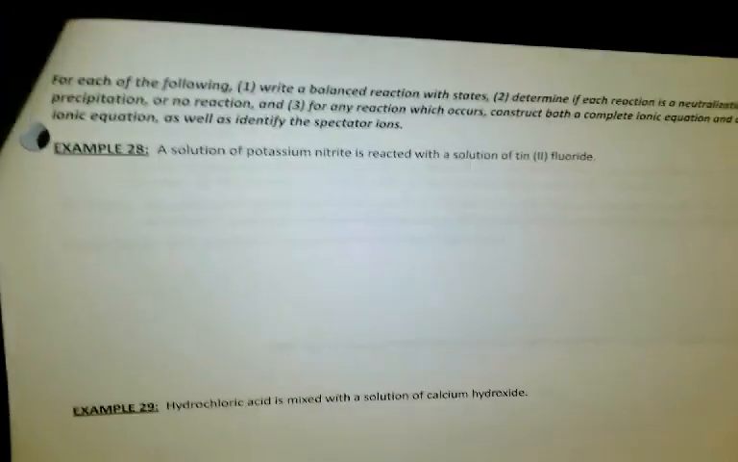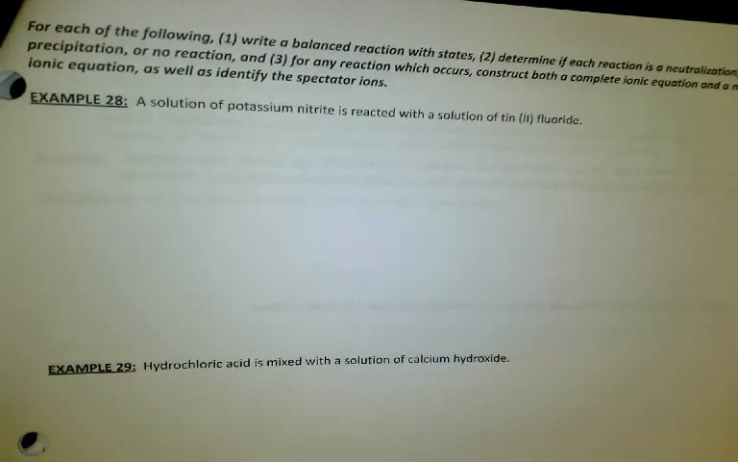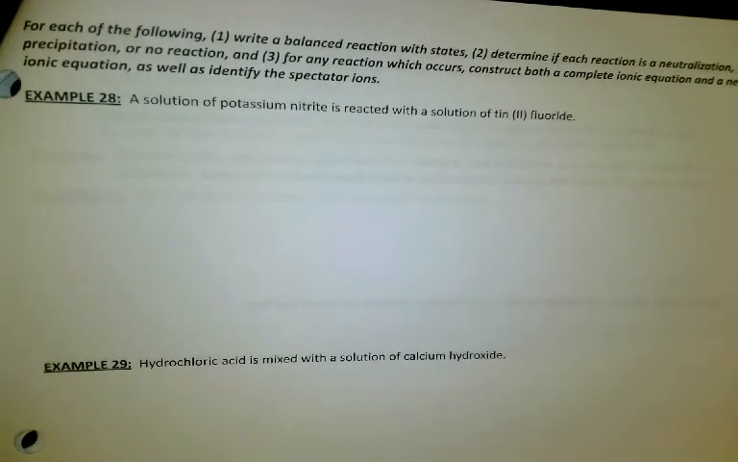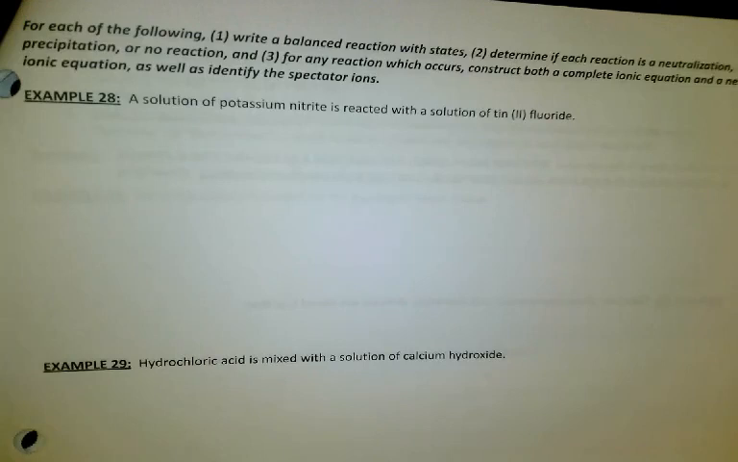So it says, for each of the following, write a balanced reaction with states. Determine if each reaction is a neutralization, precipitation, or no reaction. And for any reaction which occurs, construct both a complete and net ionic equation, as well as identify the spectator ions. Okay? So, let's look at this.